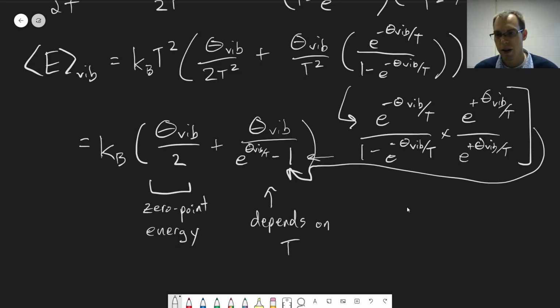Okay, and in the next video, we're going to take one final look at the vibrational energy. We're going to look at how the vibrational energy contributes to the heat capacity, the change in internal energy with respect to temperature, which we can look at based on this equation by differentiating it with respect to temperature.